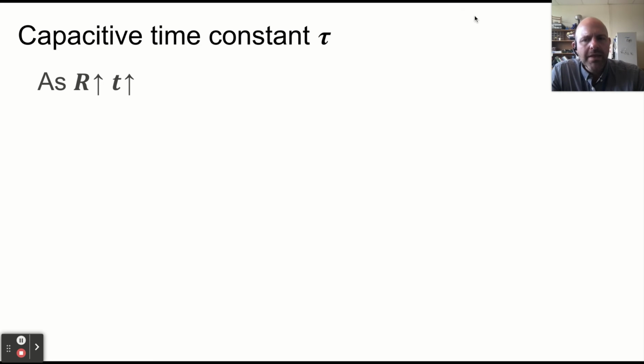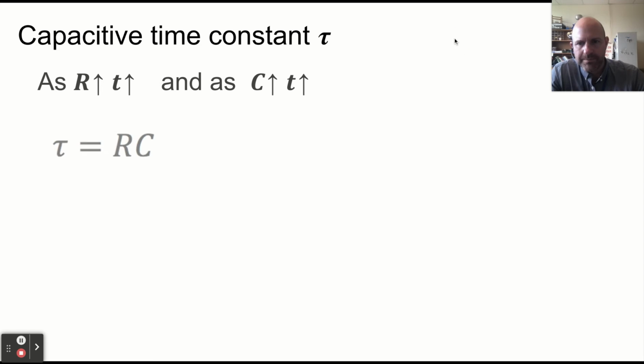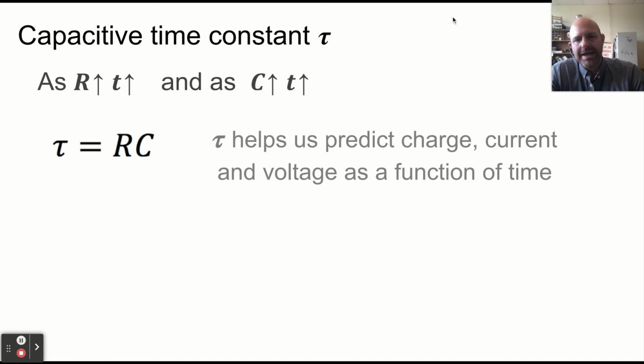We know that as resistance increases, the time it takes to charge up a capacitor will increase. We know that as capacitance increases, basically making the bucket bigger, it takes longer to fill. So we end up with a time constant. This is tau, the Greek letter tau, which is resistance times capacitance. You might say, how does that make any sense? How is that a time constant?